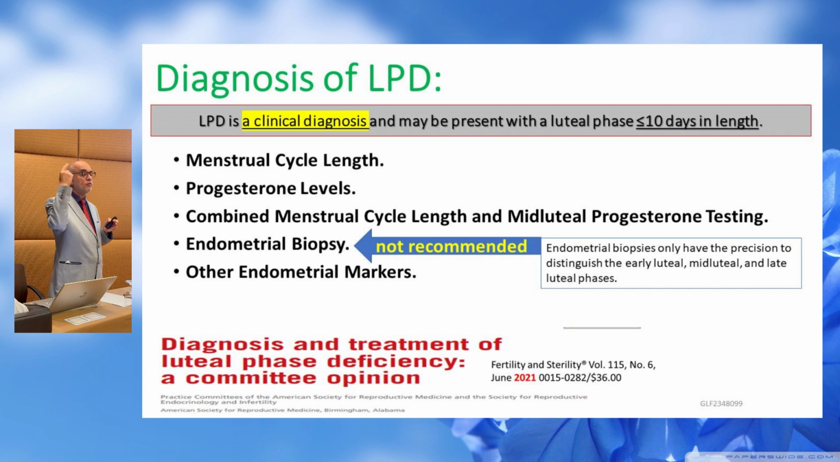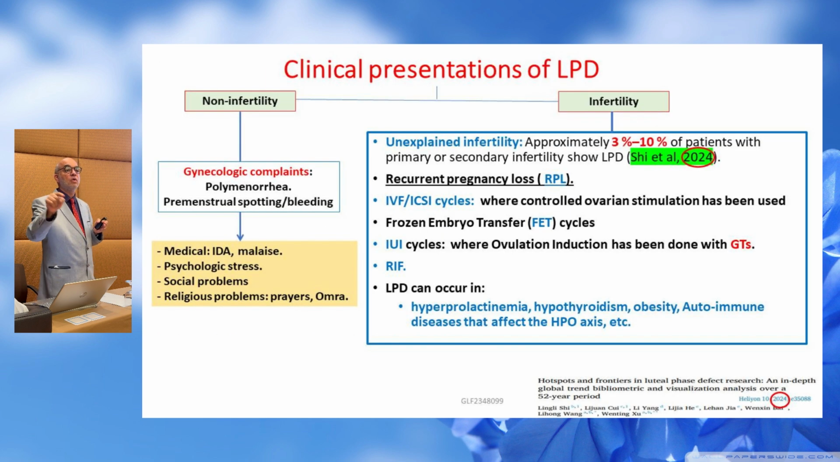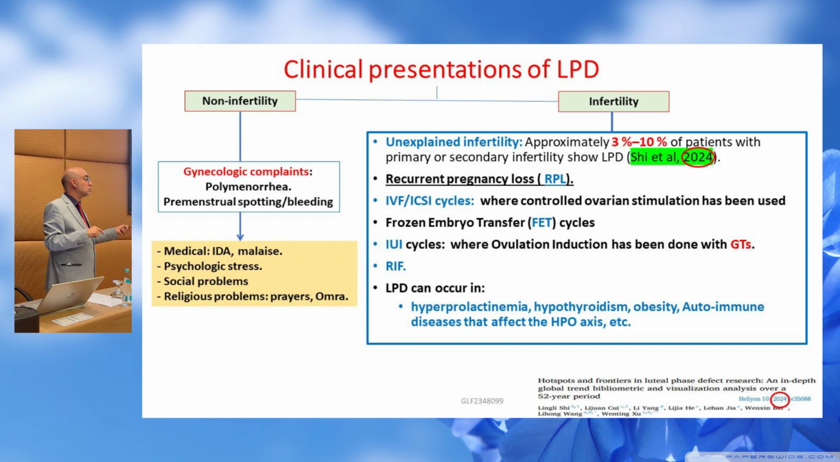So number one, you have to put luteal phase defect in your mind in all cases in your clinic with gynecologic problems or polymenorrhea, or premenstrual spotting or premenstrual bleeding. Those patients are a good bulk of your patients in the clinic that have luteal phase defect, and don't ignore them, don't underestimate them. It's a real problem to have polymenorrhea.